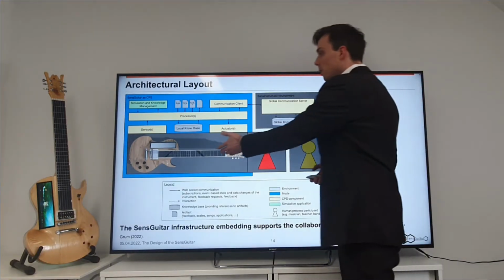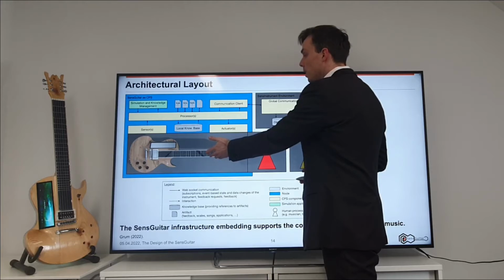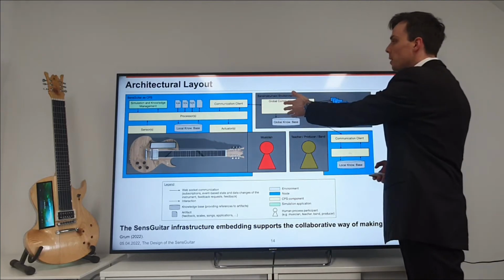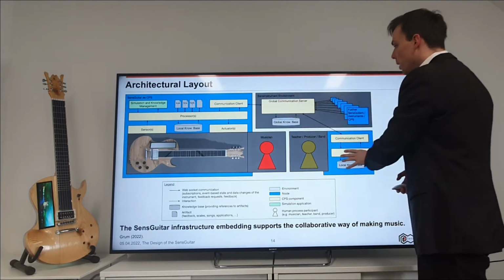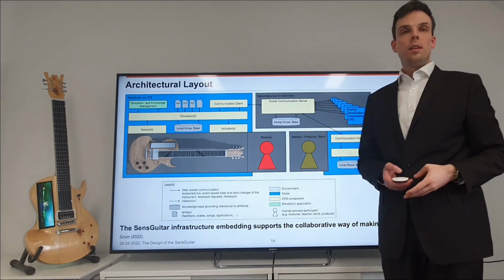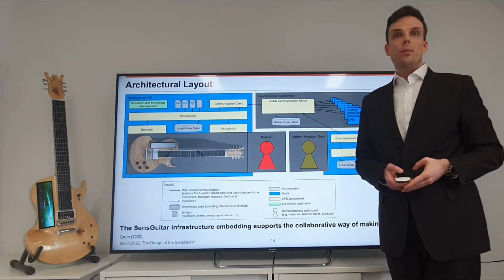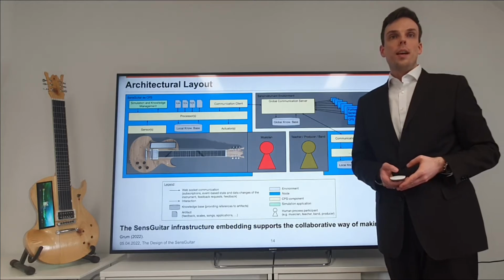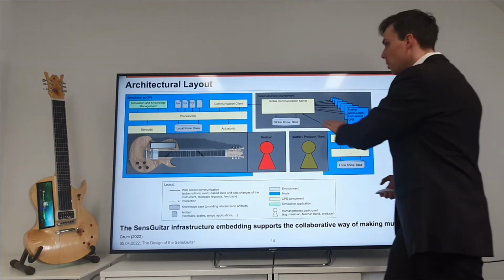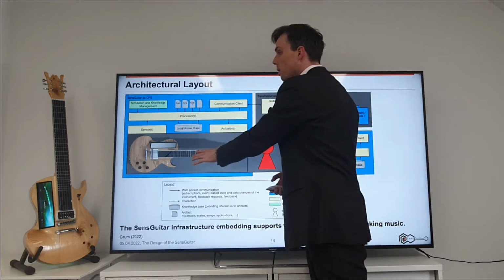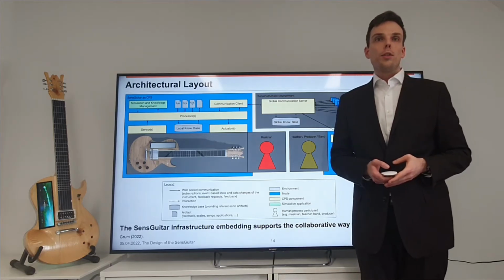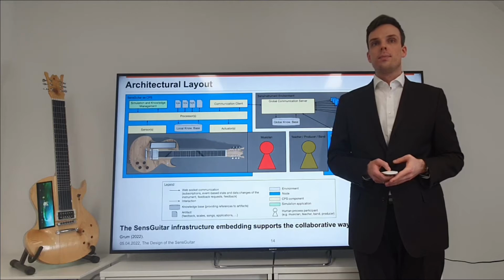So the guitar is activated by the musician here. It's communicated via the global communication server and visualized on the devices of the teacher, producer or band. Further, because these devices allow a bidirectional information exchange, activities of these parties can be sent back. So from here to the SensGuitar in order to be visualized on the musician's SensGuitar.